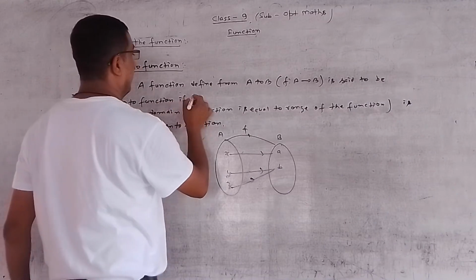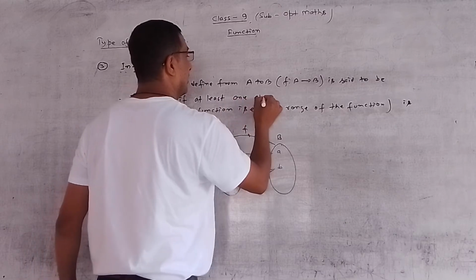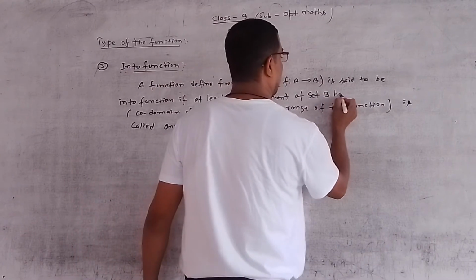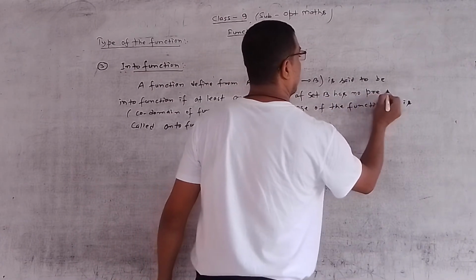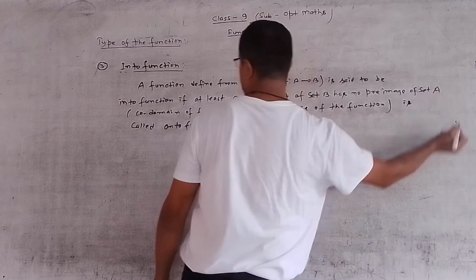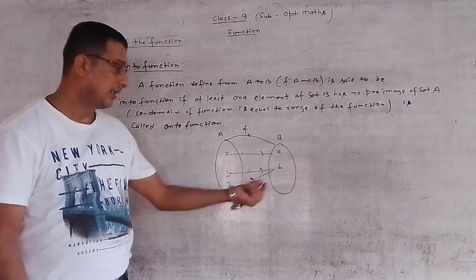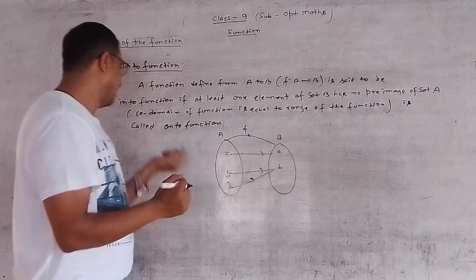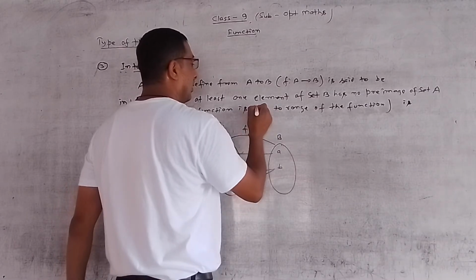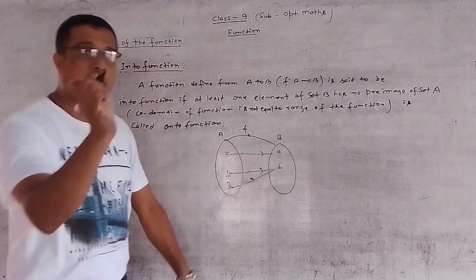Into function: if at least one element of set B has no pre-image in set A. It means at least one element of set B has no pre-image. It means the codomain of the function is not equal to the range of the function. So what is changing in this one?